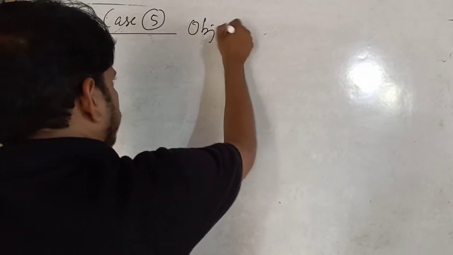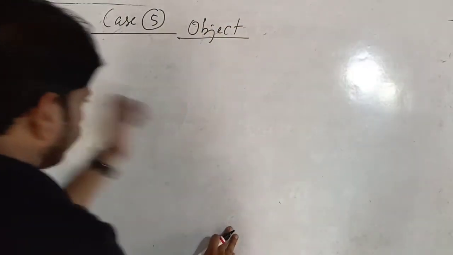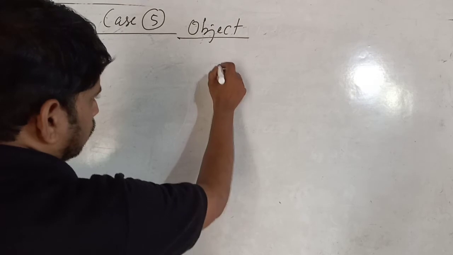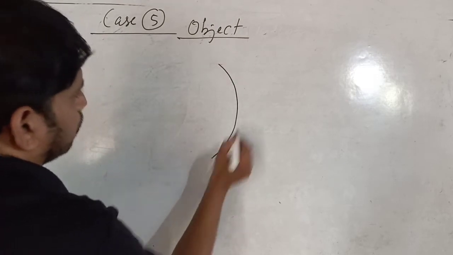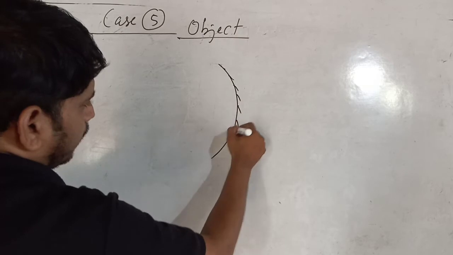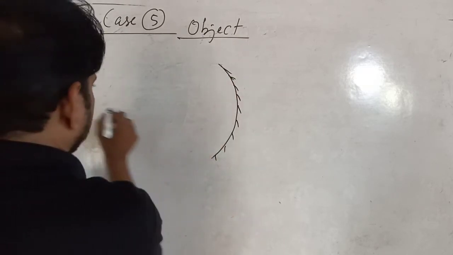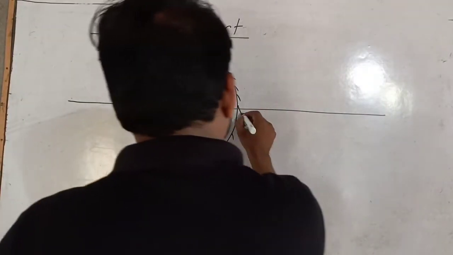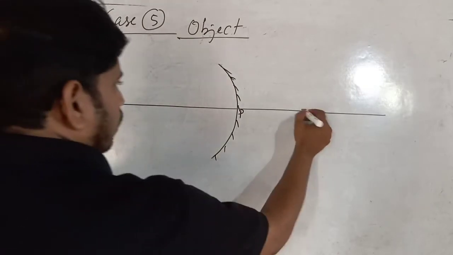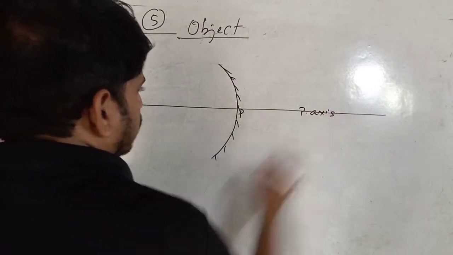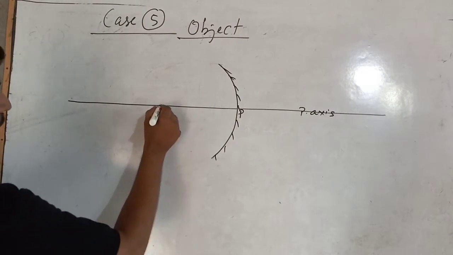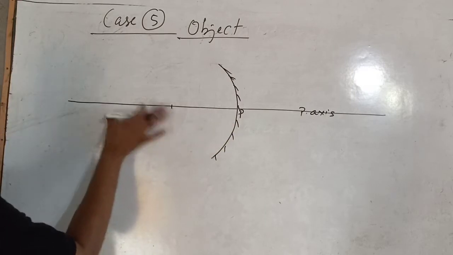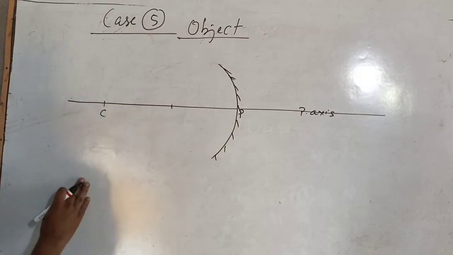of the object, where we will place the object. But again we will go closer to the mirror, go close to the mirror on reflecting side. This is the principal axis, this is the pole, principal axis, this is the focus. If this is the focus, then this will be the center of curvature.